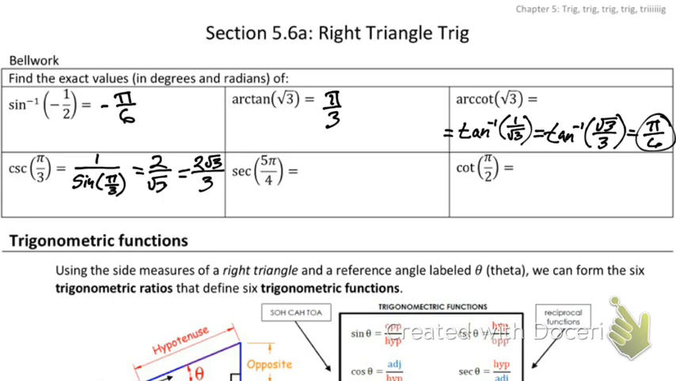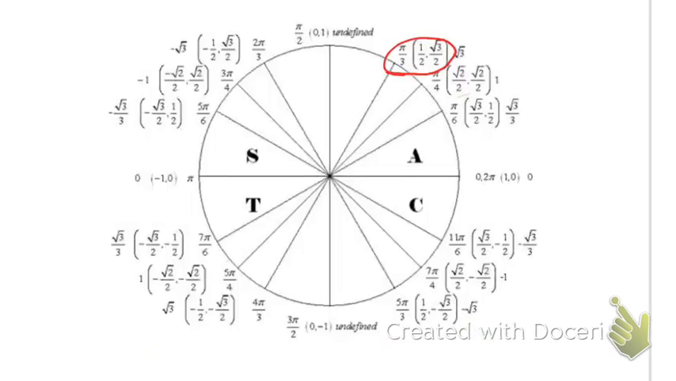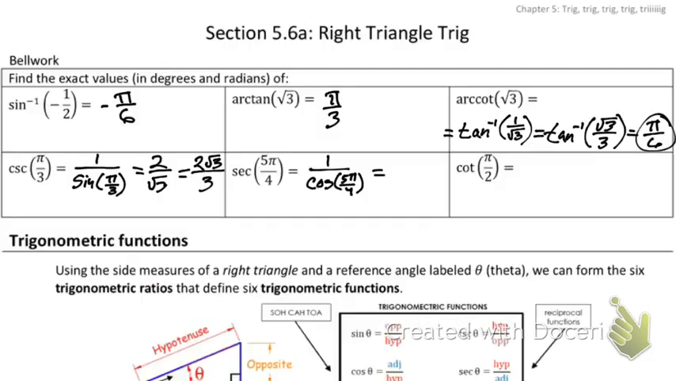Secant is not on my unit circle, so I'm going to do the reciprocal, 1 over cosine of 5 pi over 4. We find cosine of 5 pi over 4, and then we take the reciprocal of it. So 5 pi over 4 is way down here. Which is going to be negative 2 over square root of 2, because I just took the reciprocal. Multiply the top and bottom by square root of 2, and you're just going to have negative square root of 2.